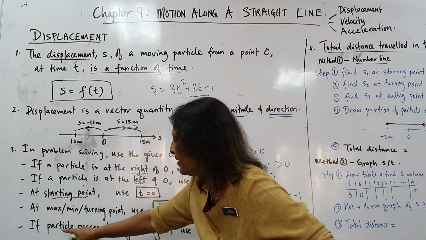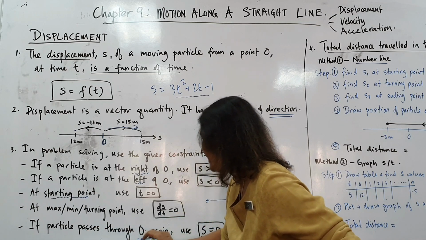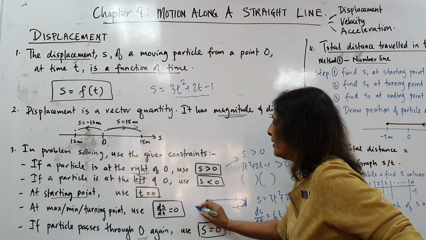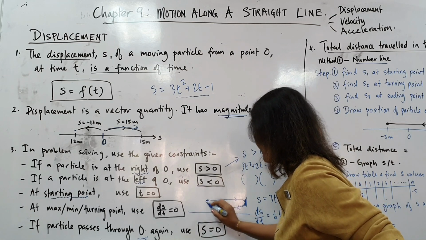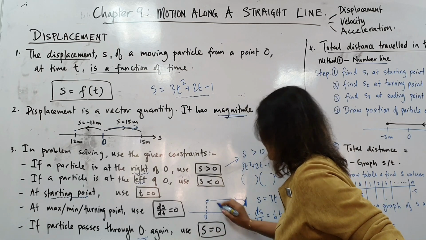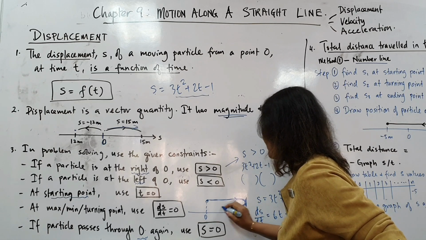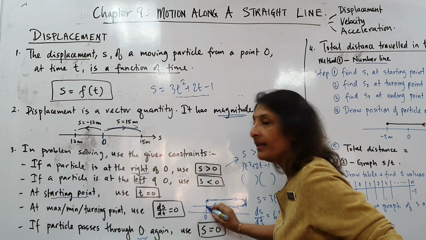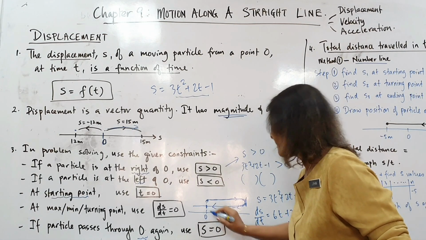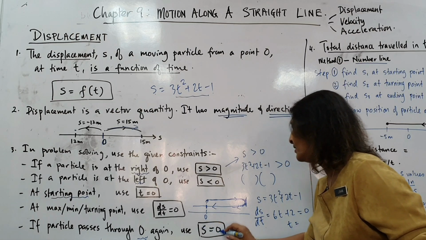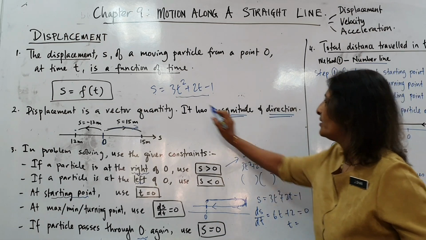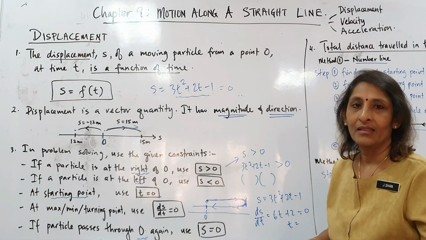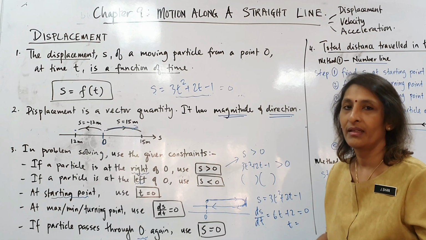And last one, if a particle passes through O again, let's say it started at O. It has gone here and it turned and it's going to go this way. At this point, it's passing through O again. So when it passes through O again, we will use S equals 0. That means this whole equation S equals 0 and you find the values of t. That's the time when it passes through O again.